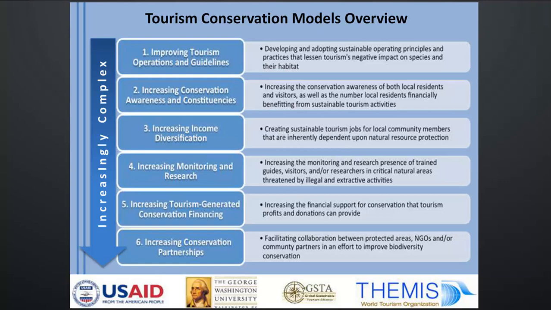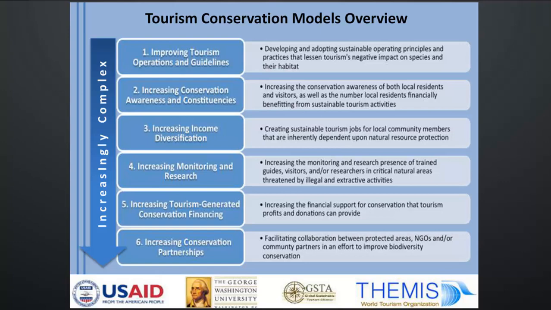The fourth model is increasing monitoring and research. This has got some really interesting strategies, some opportunities to increase monitoring and research through the presence of trained guides, of visitors and tourism groups, or other researchers, for example, SAVE tourism, in critical natural areas threatened by illegal and extractive activities. The fifth model is focused on essentially increasing the money that's generated by tourism that's available to support conservation.